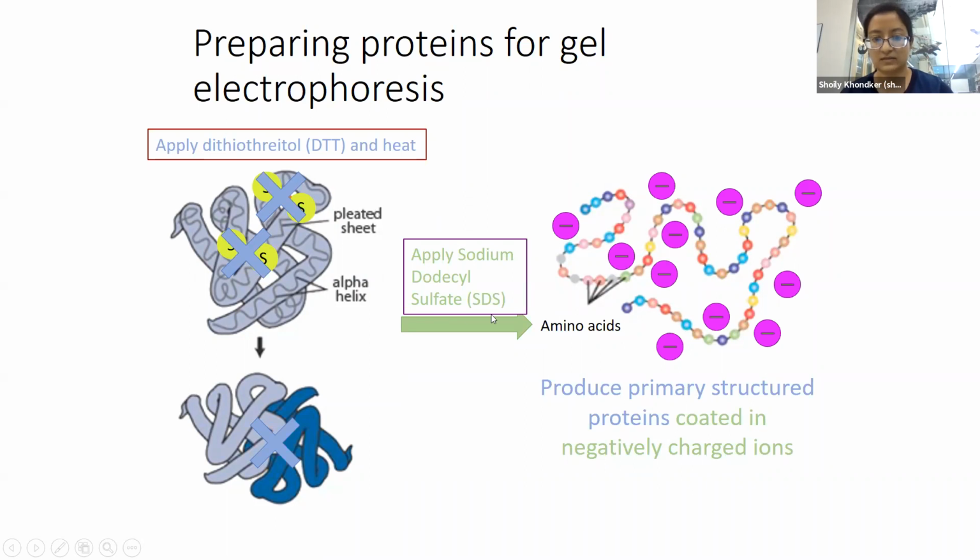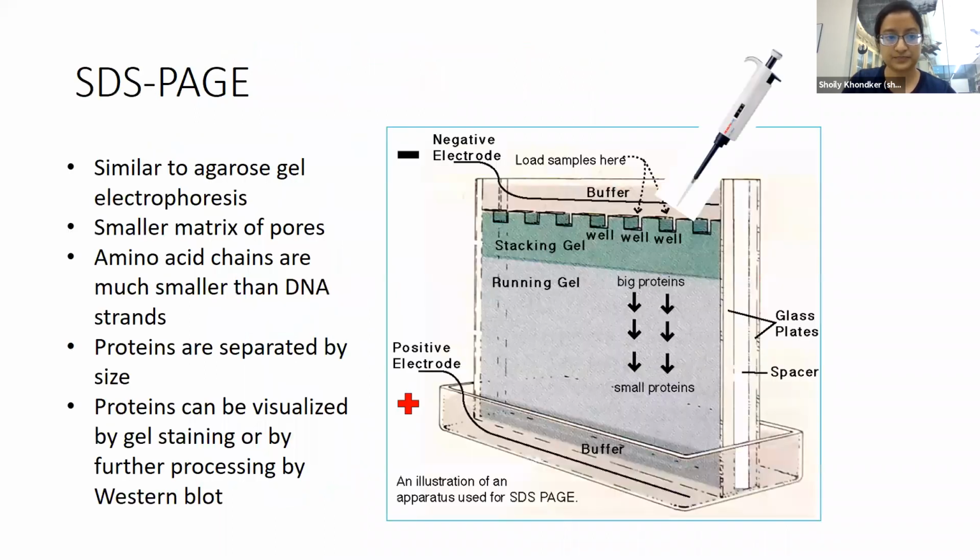And then in this process, a detergent called sodium dodecyl sulfate, which I'm going to refer to as SDS from now on, is added. And this will coat the amino acid chain with negatively charged ions. The reason for this is that in gel electrophoresis, you have a positively charged end and a negatively charged end, and you're basically going to separate the molecules using electrical currents so that they'll all head in one direction.